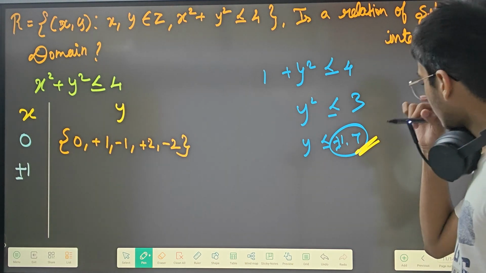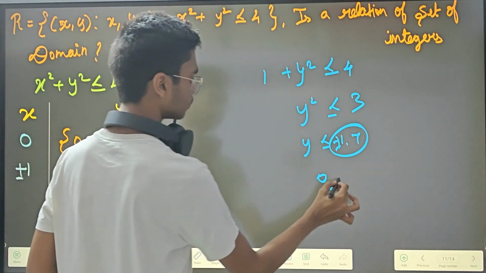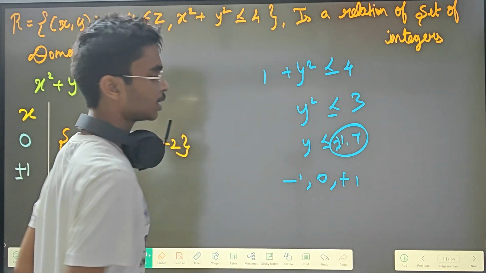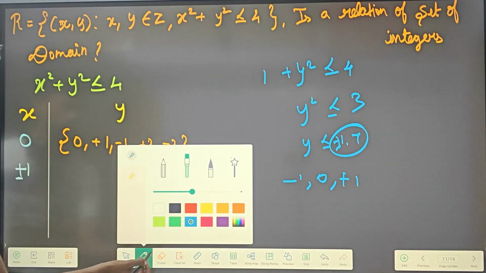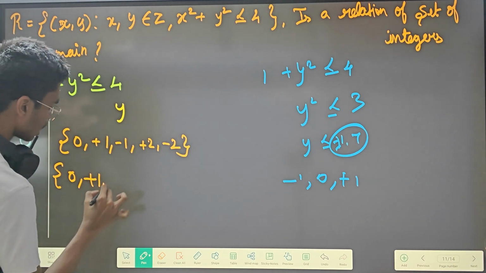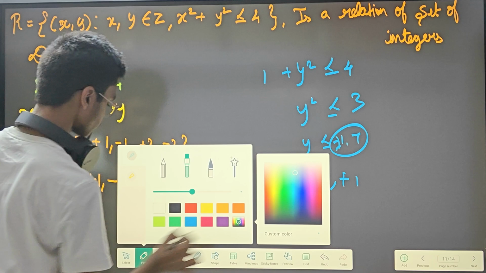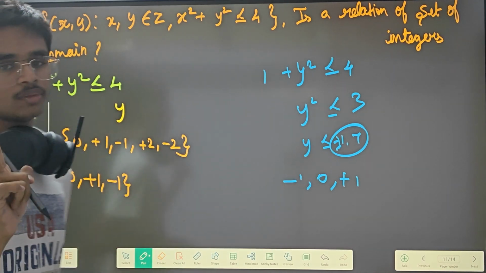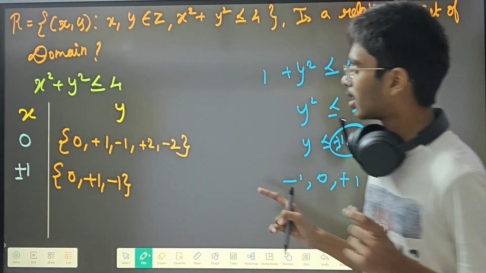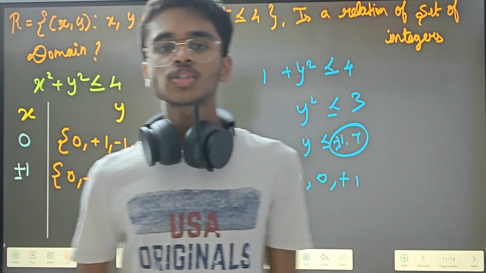Okay, so what integer will be there? 0 will be there, plus 1 will be there, then minus 1 will be there. Then other than this, still we will do one for only 1. Only 1, and then we will put one value, then we will find. That is going to be plus or minus 2.